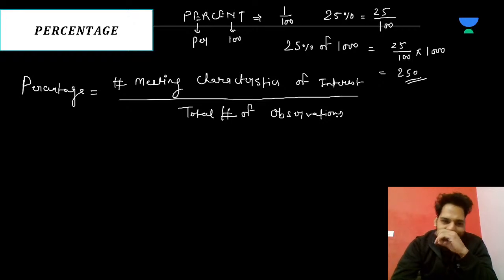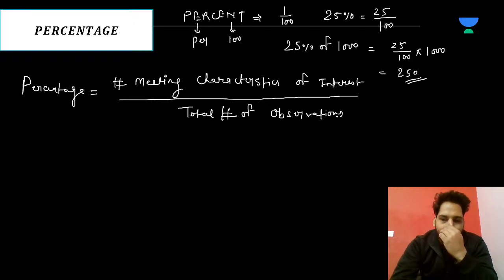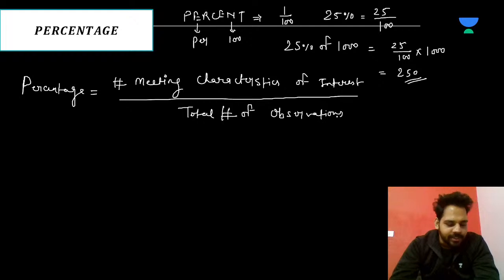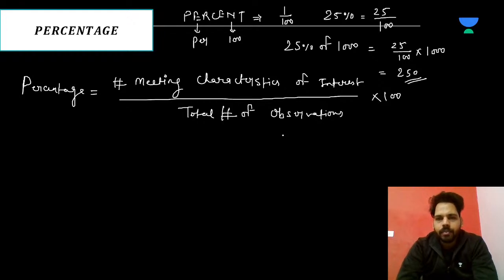Basically, hashtag we are using over here to show the number of characteristics of your interest. That means if you have to find the percentage of anything, we just need the number of characteristics of our particular interest divided by the total number of observation. So we always write total hashtag of observation. So now I think this is quite clear for you. Now we are multiplying by 100. So that means to find the percentage of anything, we are going to apply this formula.